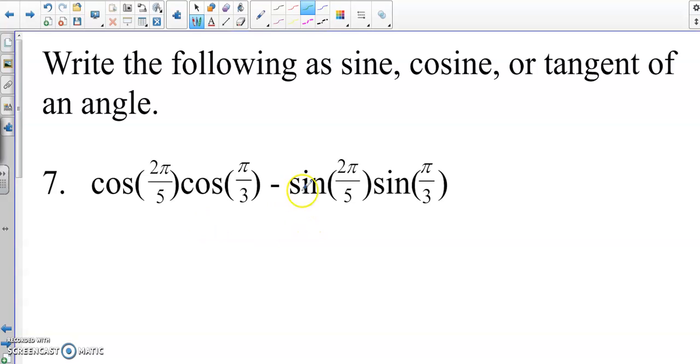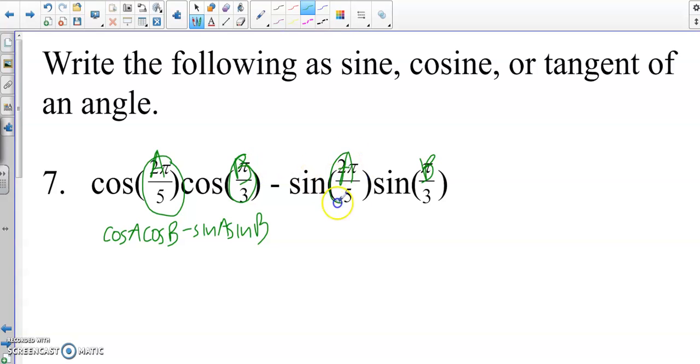Here we kind of are just working backwards on this one. This one's not too crazy, and it looks funny, but looking at this pattern, we think about this as our A, this is our B, and then we have the A and the B again. So this is a cos A, cos B, minus sine A, sine B pattern. And then we just use these as our A's and B's.